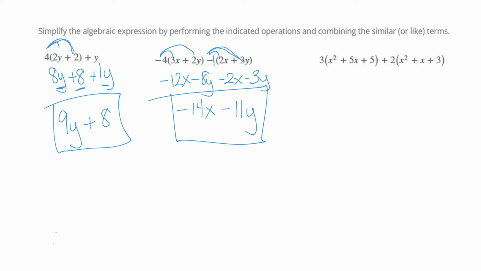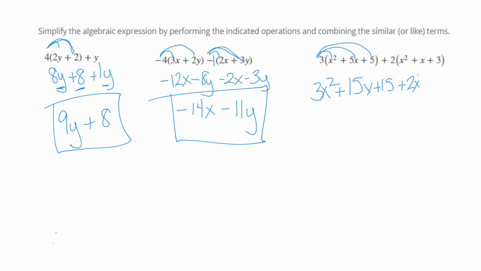All right, last one. Let's now distribute the 3 through. My goodness, there's a lot of things in this set of parentheses, but this 3 has to go to every single one of them. And then this 2 is going to go to every single one of them. Now it is nice here that everything is positive, so all my answers are going to be positive. And all I'm doing is distributing. So 3 times x squared. And a 3 times a positive 5x. That's going to be a 15x. And a 3 times a positive 5. That's a 15. Now I'm going to distribute the 2.